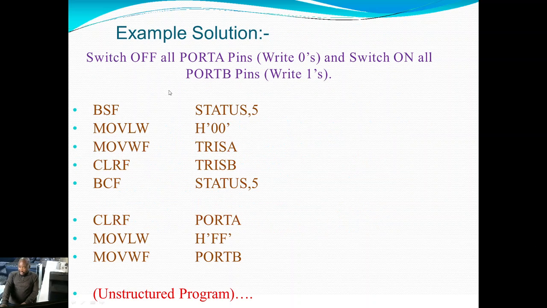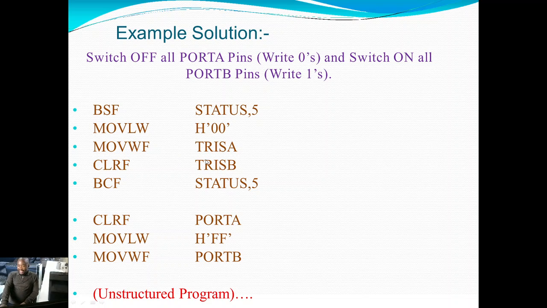So the solution to that is, first we need to go to bank 1. So what we do is we say BSF STATUS, 5. Remember we said setting bit 5 of the status register takes us to bank 1. Meaning whatever we do just underneath this instruction, we do it while we're in bank 1. Because we have switched to bank 1 by setting bit 5 of the status register. We are now in bank 1. We can access the TRIS register.